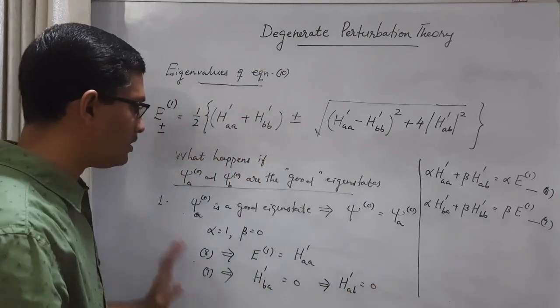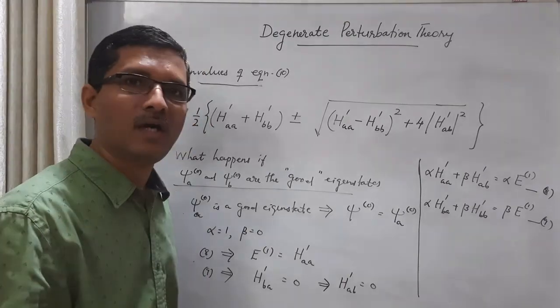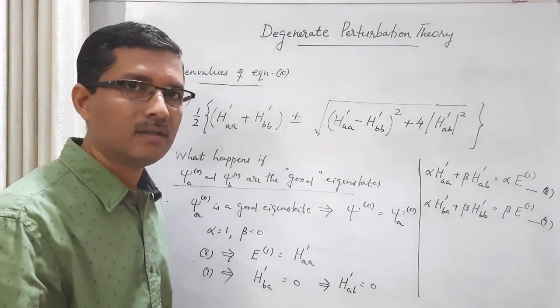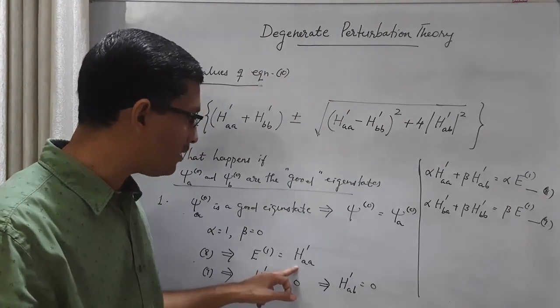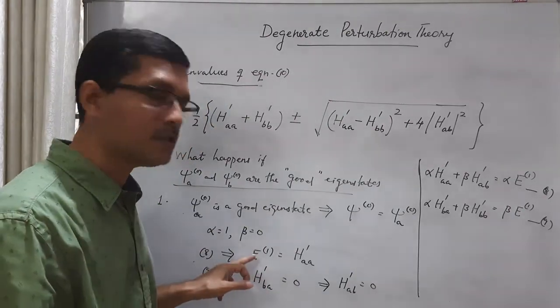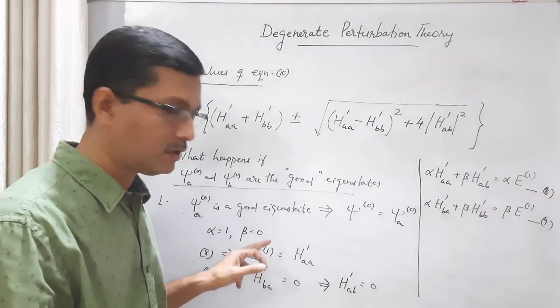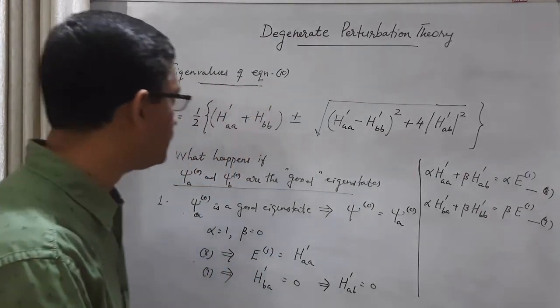So what you see here is that the off-diagonal elements of the perturbing Hamiltonian matrix will be 0, and the first diagonal element is nothing but the first order correction energy E1. Okay, that's what we get.